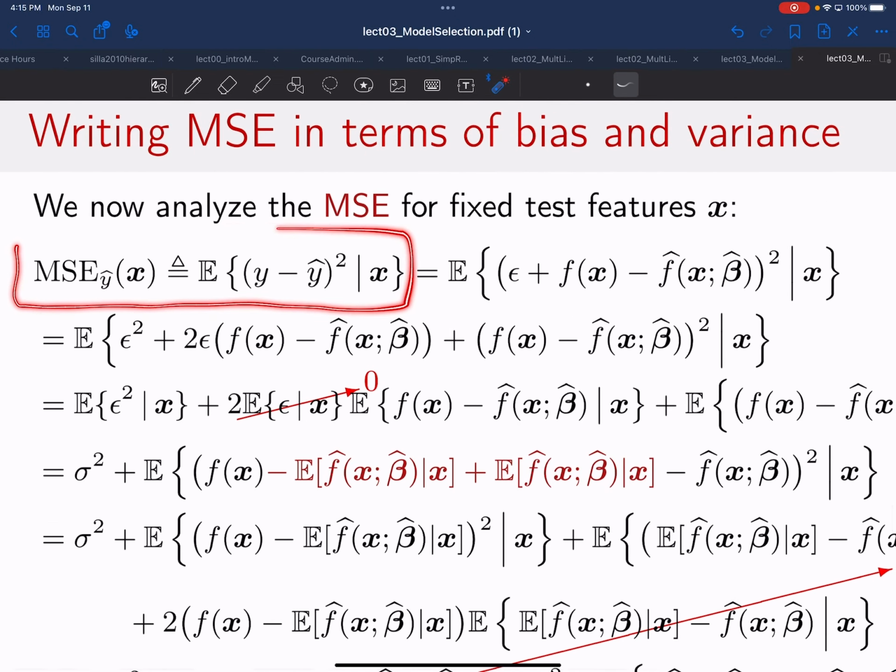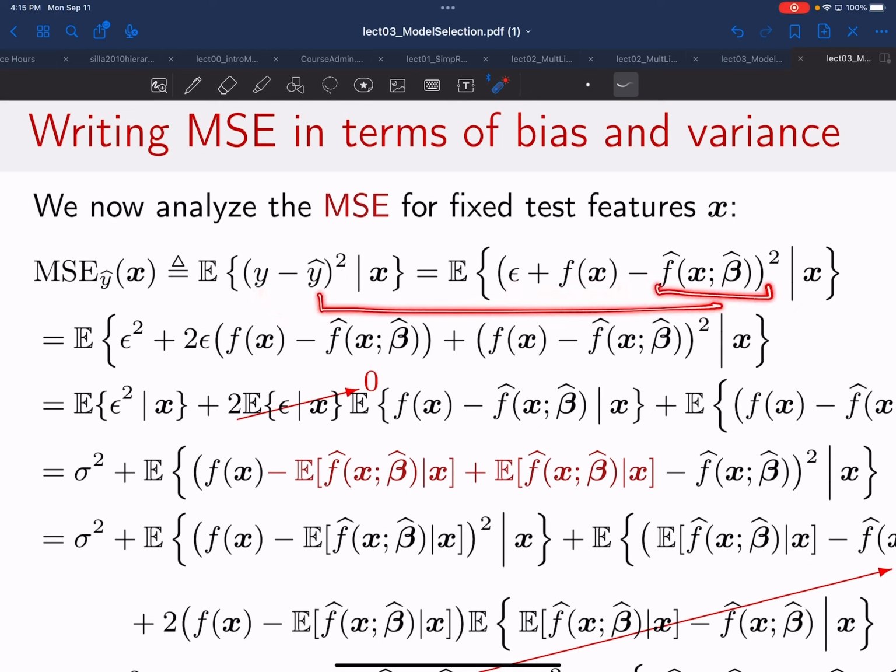This is the definition from the previous page. So the first thing we do is plug in the definition of y from our model. This is the noiseless f plus the noise epsilon. That's what y is. And then for y hat, that was this f hat. So, just plugging in the definitions.